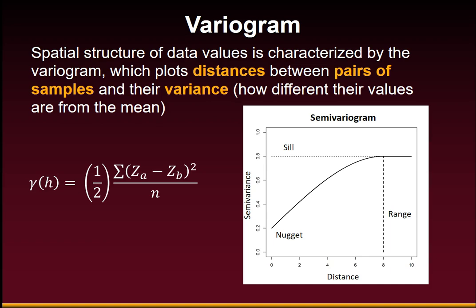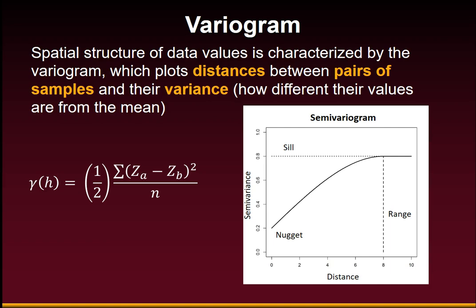The variogram plots the distance between pairs of points on the x-axis and their variance, or how much they differ from each other, on the y-axis, using the equation shown here, where z sub a and z sub b are simply the values at location A and B. N is the total number of sample pairs. The variogram uses every single pair of points. It plots their distance versus their variance on the graph, and then it fits a nonlinear model, so that's the line in the plot here, to these points.